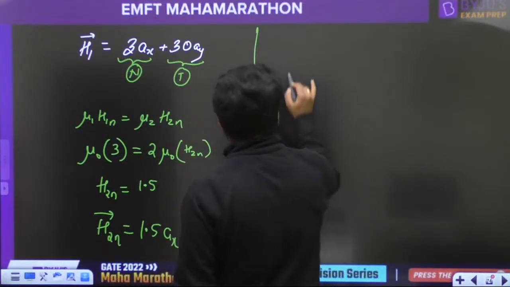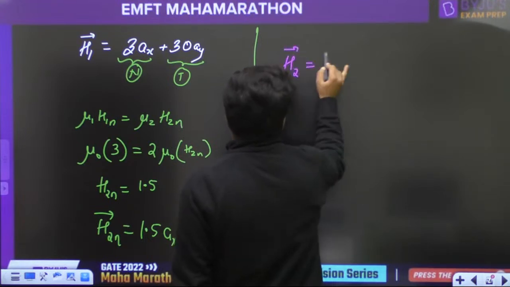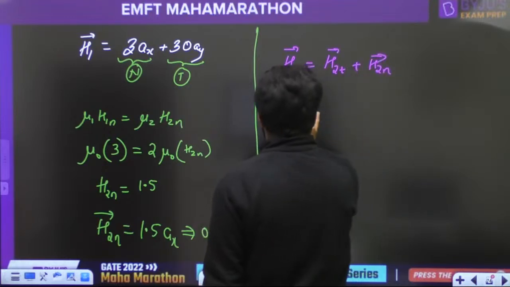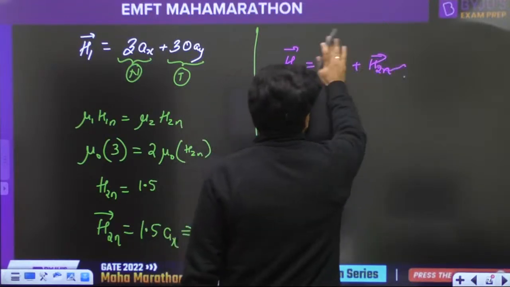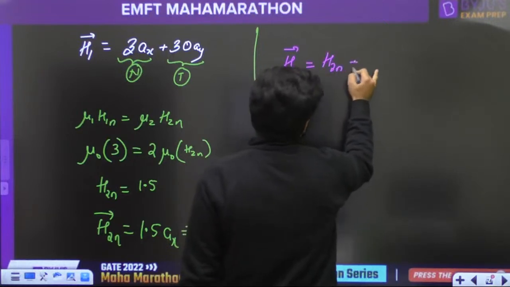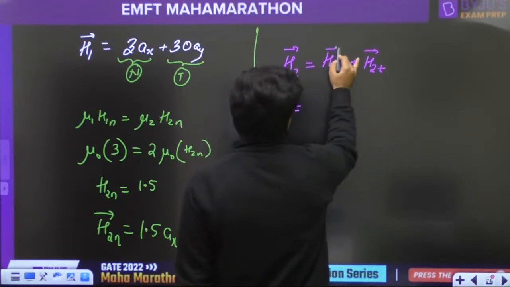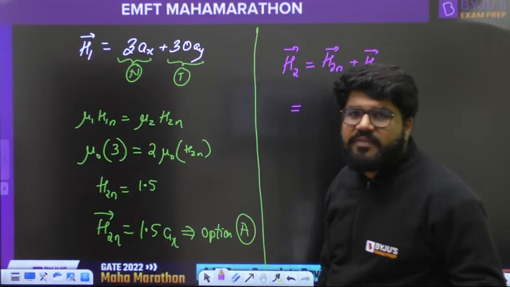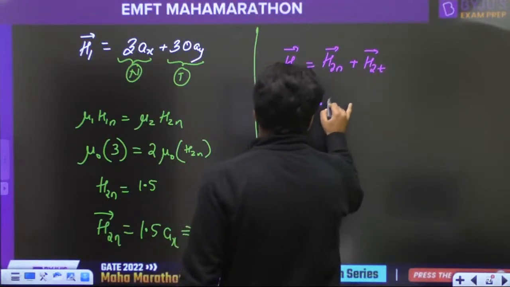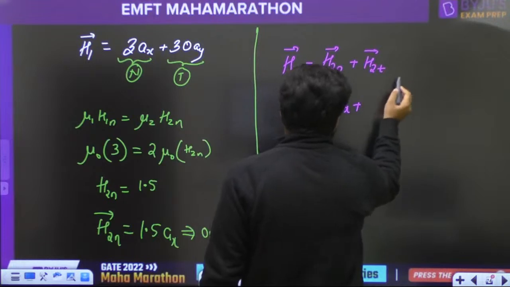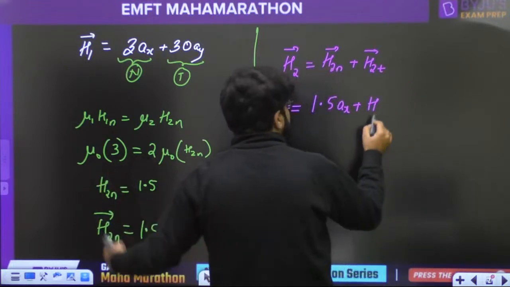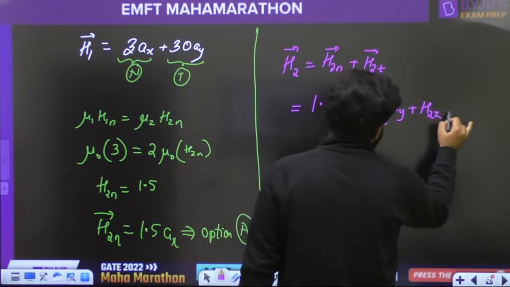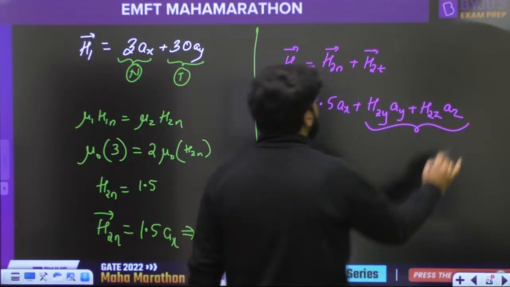Now, what is the total field H2? The total field H2 should be H2T plus H2n, out of which I only know H2n. That is in the x direction. So that is H2n plus H2T, but I don't know the tangential component. If the option doesn't match, maybe two options contain 1.5 AX, then I should know the full solution. So this is 1.5 AX plus the tangential component, which will be other than x. Other than x means y or z. So it may be H2y AY plus H2z AZ. We have assumed this to be the tangential component.